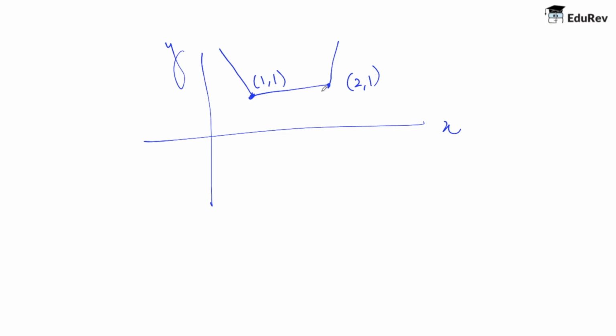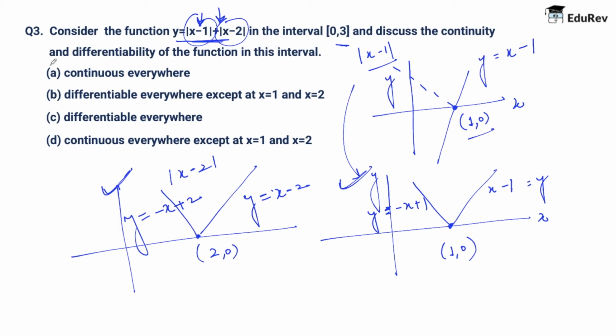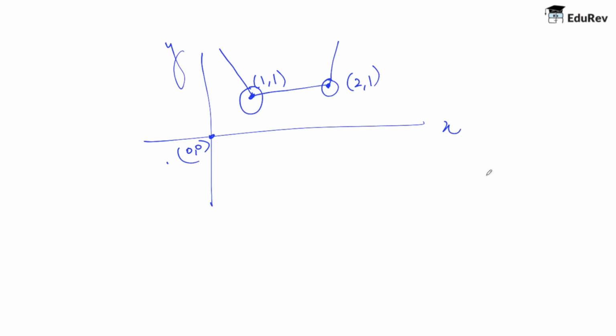Now, you can see that this point (1, 1) and this point (2, 1) are pointed ends, right? So they are not differentiable at these 2 points. Whereas on all the other points of this curve, they are what? Continuous. Therefore, the option is that the function is continuous everywhere and differentiable everywhere except at x equals 1 and x equals 2, as you can see in this curve. I hope you understood this.